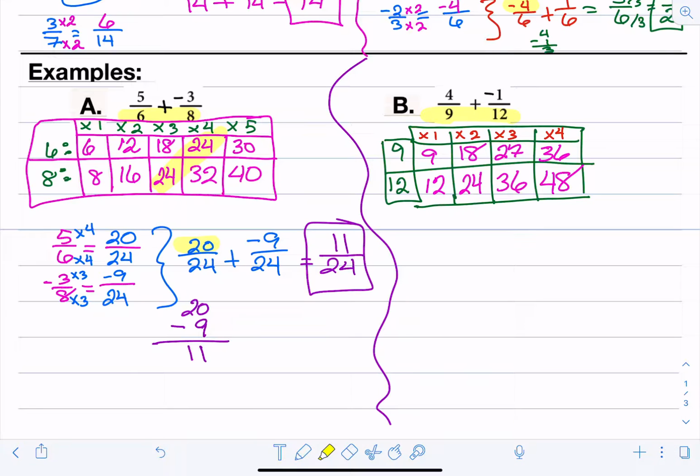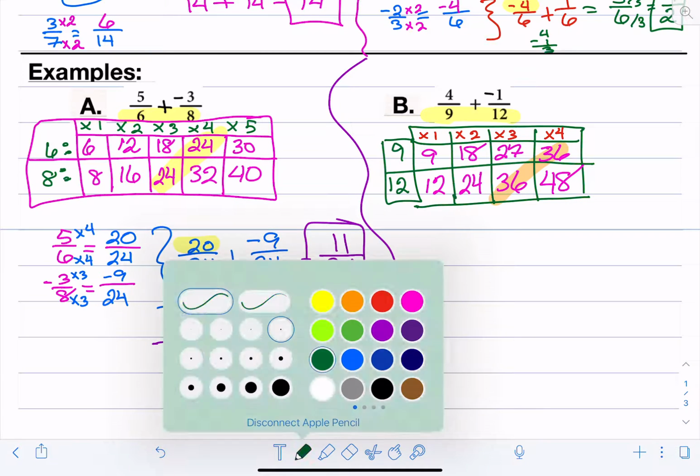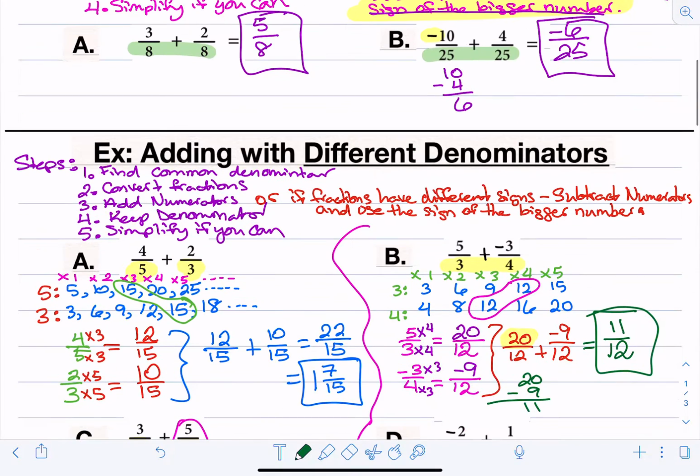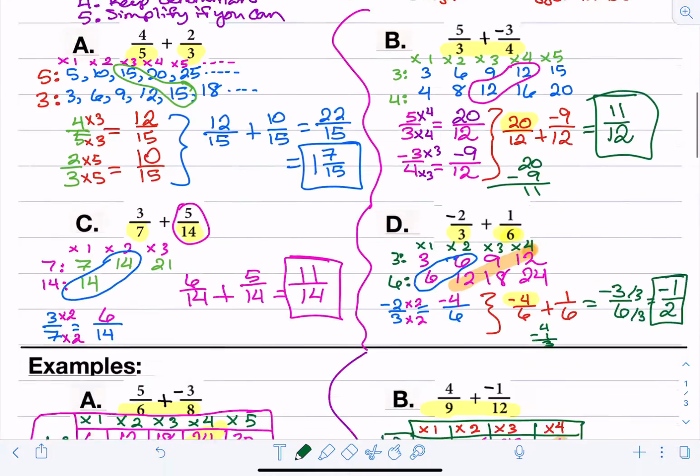And I look to see, so far, do we have a common denominator or a least common multiple, or do I need to extend that chart further and do times 5, times 6, times 7, whatever? Well, 12 doesn't go into 9, 12 doesn't go into 18, 12 doesn't go into 27, but 12 does go into 36. So that's going to be our least common multiple and our new denominator. So now I can go ahead and move on to step 2, which is convert our fractions.